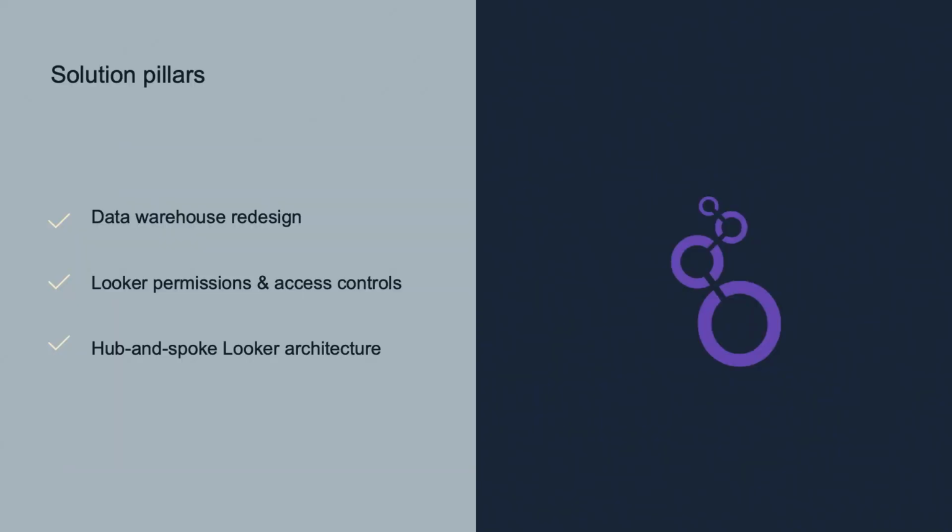Cool. So now I get to talk a bit more about the fun stuff, our solution. When we designed this, we wanted to build it on 3 main pillars. The first was a data warehouse redesign. The second, we wanted to rethink how we did our Looker permissions and access control. And finally, we wanted to implement a hub-and-spoke architecture.